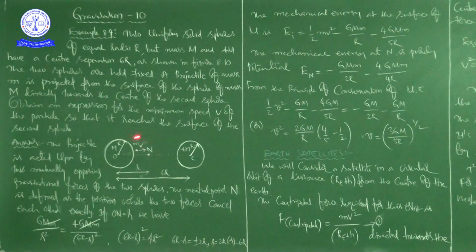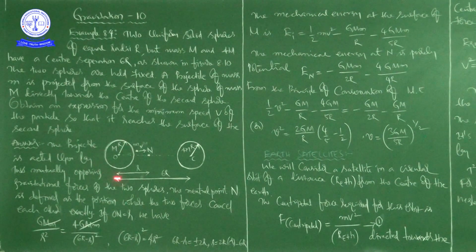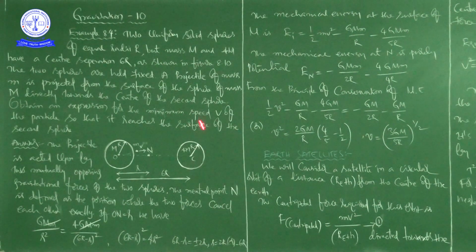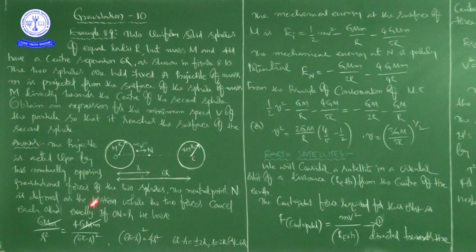Whatever projectile is thrown from this uniform solid sphere is going to be affected by the gravitational force due to these two spheres. The projectile is acted upon by two mutually opposing gravitational forces of the two spheres. The neutral point N is defined as the position where the two forces cancel each other.